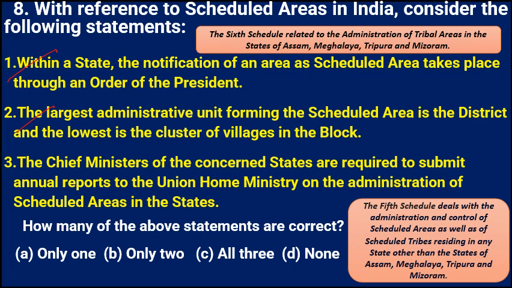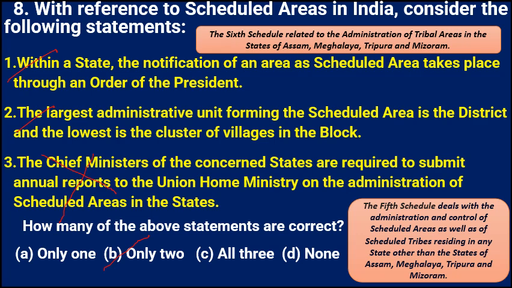Now the third statement: the Chief Minister of the considered states is required to submit an annual report to the Union Home Ministry on the administration of scheduled areas in the states. No, it is not the Chief Minister. It is an incorrect statement. So 1 and 2 are correct. The correct answer is B. Only 2 statements are correct. I gave an explanation here: the 5th and 6th Schedule.